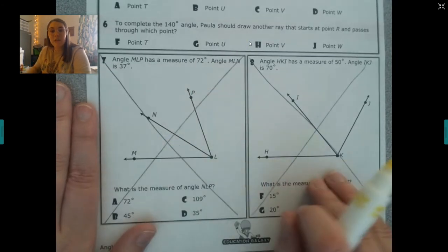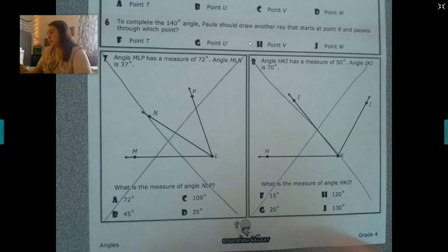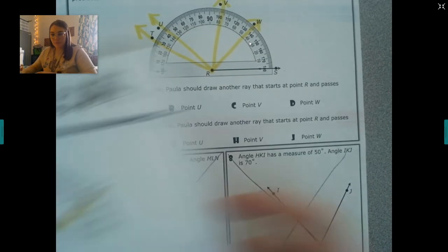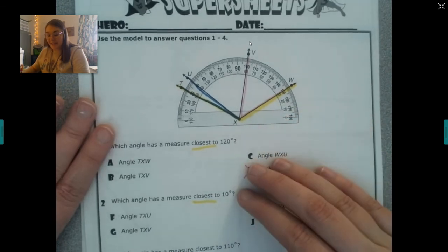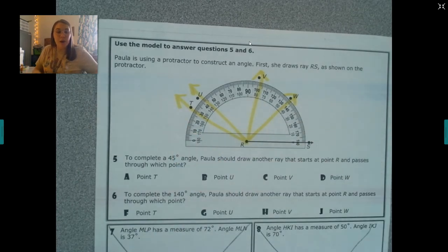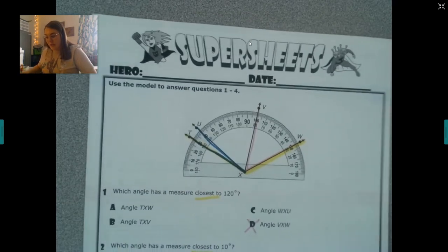And then these down here, you haven't learned that yet. You will this week, but you haven't yet. So I X'd those off and I don't want you to do them. So remember, this is an estimate. And back here, you're figuring out which point it would cross through to complete a 45 degree angle.